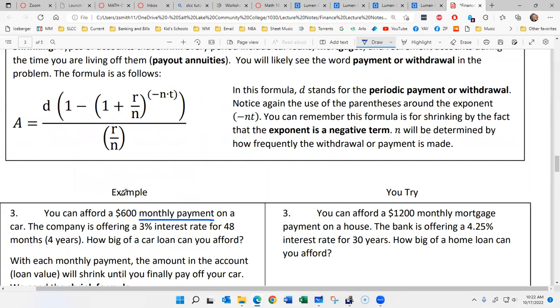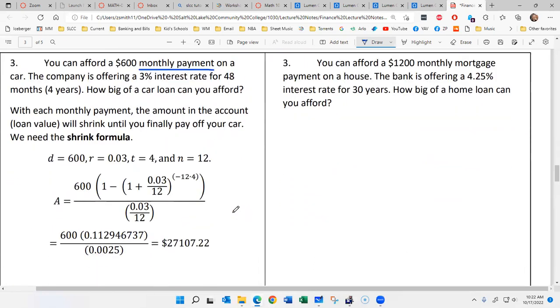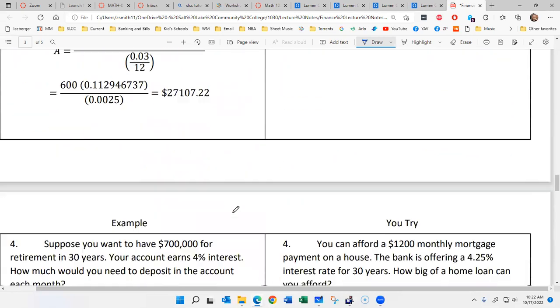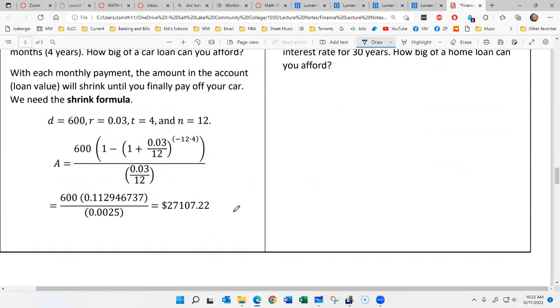So we need to know D, we're given the 600. We know R, the interest rate, and since it says monthly payment, we'll use 12, and T is 4 years. This is just a plug it all in and see what happens. So you don't need the 2 parentheses around, like the 1 minus. This set, yes. Oh, you do. Okay. Yeah, so I've added the exponent parentheses. I haven't removed or changed anything else in the formula.